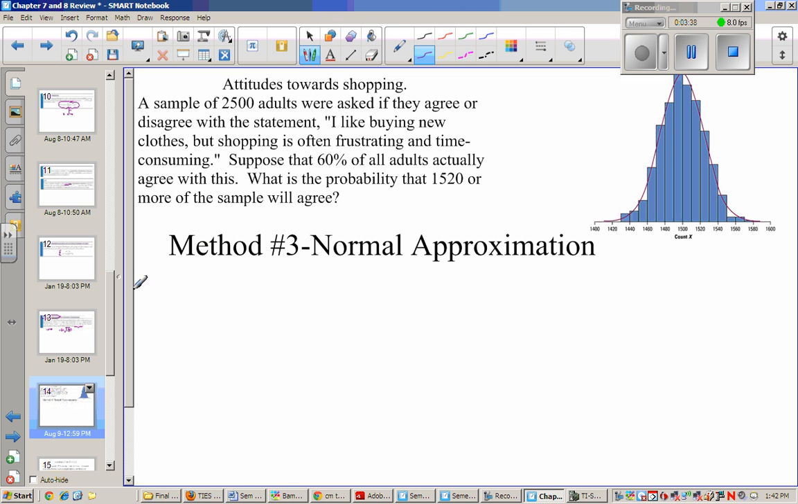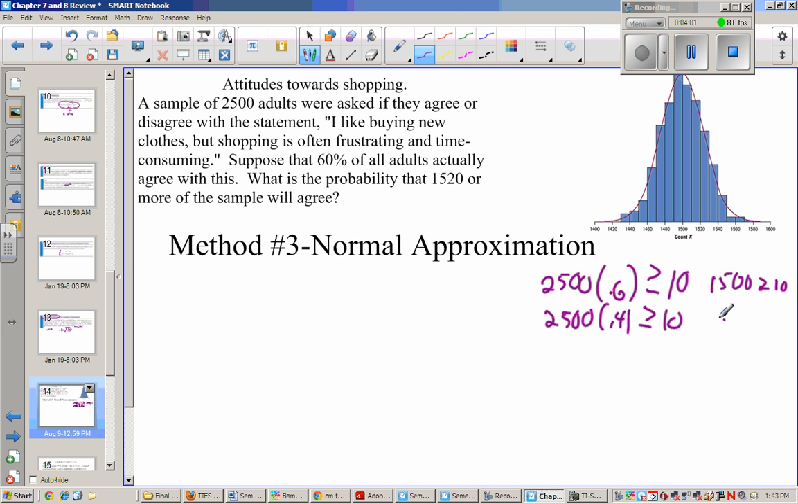So if I want to find the normal approximation for this problem, first thing we do is there's 2,500 people, and the probability of success is 0.6. So the probability of failure is 0.4. We check to see that both of these values are above 10, and it's going to be way above 10. This first one is 1,500. That's way above 10. This other one is 1,000. That's way above 10. So that tells us that we can use the normal approximation. This says what's the probability that 1,520 or more? So probability x is greater than or equal to 1,520.